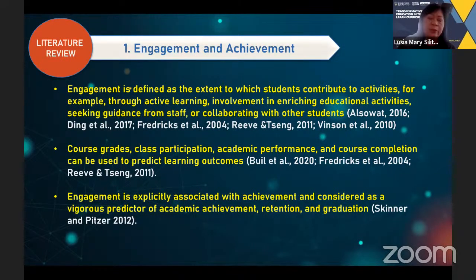Course participation, class participation, academic performance, and course completion can be used to predict learning outcomes, of course. The result of education is assessment, the score, academic performance. This is very important. And engagement is explicitly associated with achievement, as I mentioned before, and considered a vigorous predictor of academic achievement, retention, and graduation.